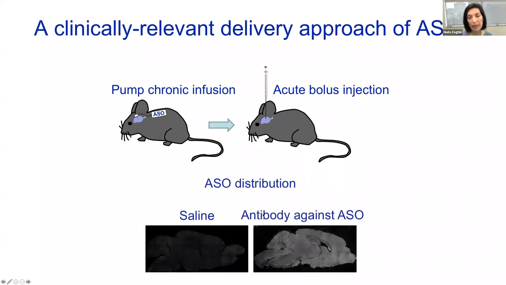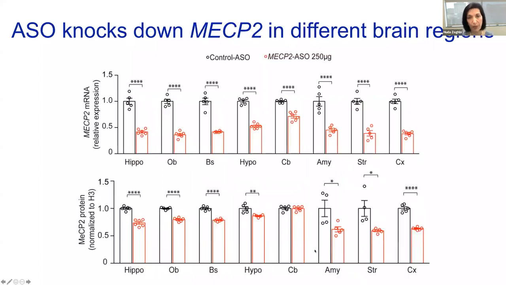And luckily, there's an antibody to the ASO, and you can see here that when you don't use the antibody, you don't see any signal. It's blank. There is actually a brain here, but you'll see in the brain that received the ASO, you see a signal throughout the brain telling you that it is really getting to all parts of the brain.